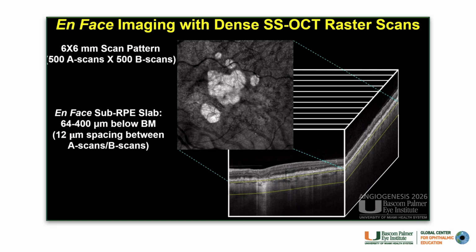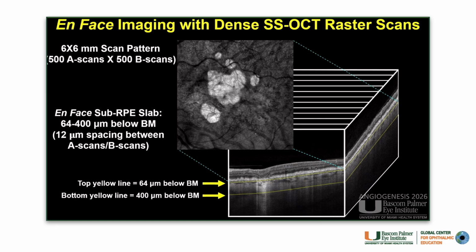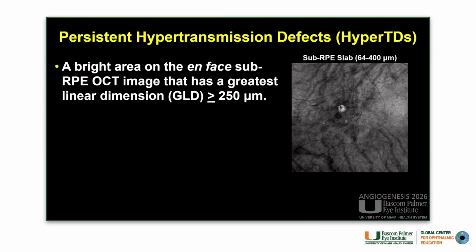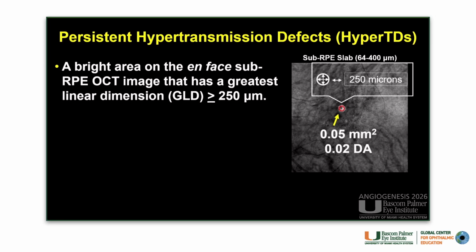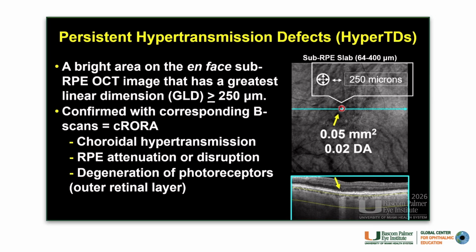Fast imaging is built using dense OCT raster scans with segmentation boundaries that extend from 64 to 400 microns below Bruch's membrane, and that allows for the detection of the hypertransmission of light into the choroid in the areas where the RPE is missing or attenuated. We called these bright areas on the Fast RPE images in the past persistent hypertransmission defects. They have a greater linear dimension of 250 microns and are confirmed with their corresponding B-scans.